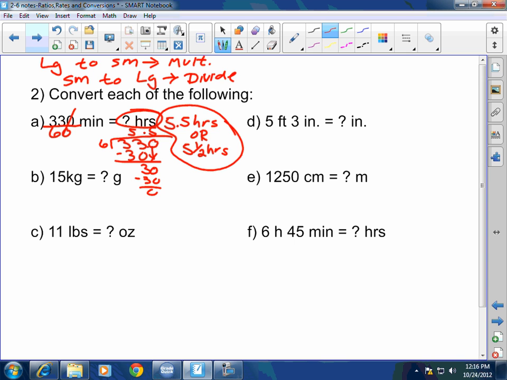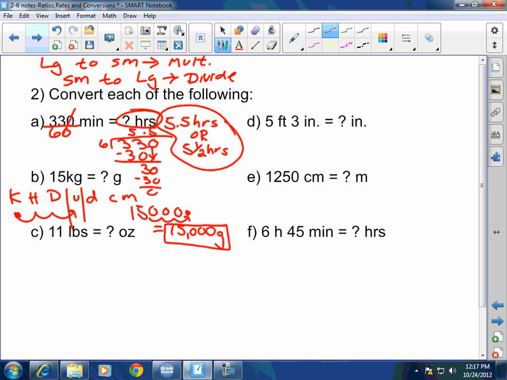Whenever I have this situation, me personally, I go, okay, King, Henry, died, unit, drinking, chocolate, milk. Where am I starting here? Kilo, kilograms. Where am I going? I'm going to the unit. Very good. So I'm going 1, 2, 3 to the right. So I take 15 and I go 1, 2, 3 to the right. Place my decimal, fill in my zeros, and then make it pretty. 15,000 grams is my answer. Does that make sense, gentlemen?